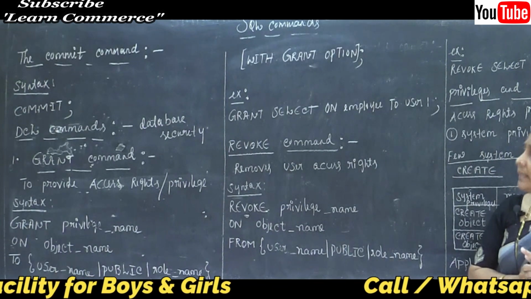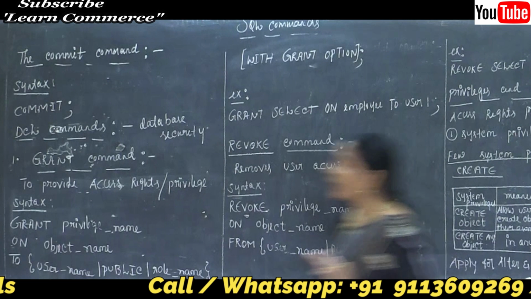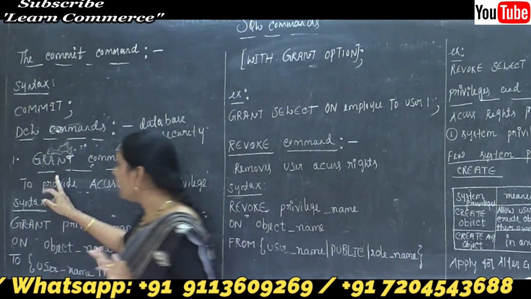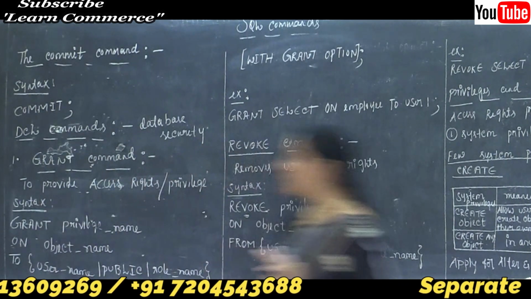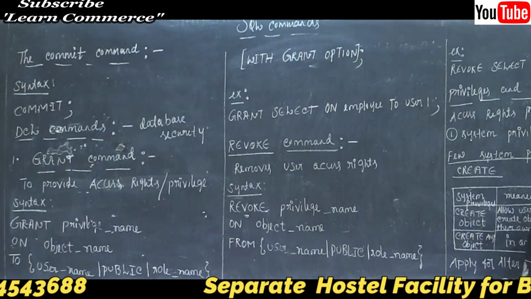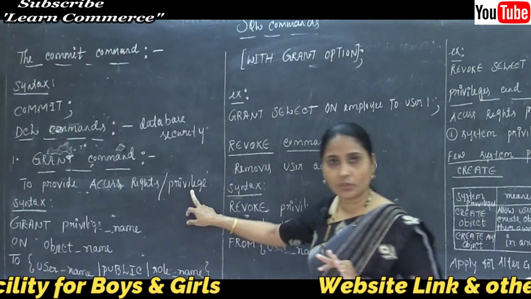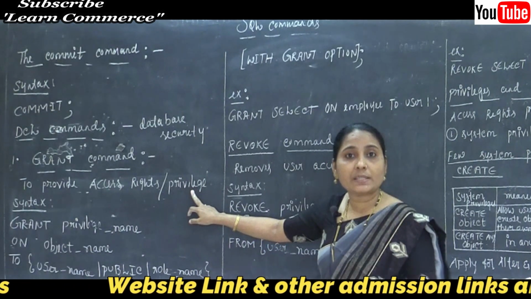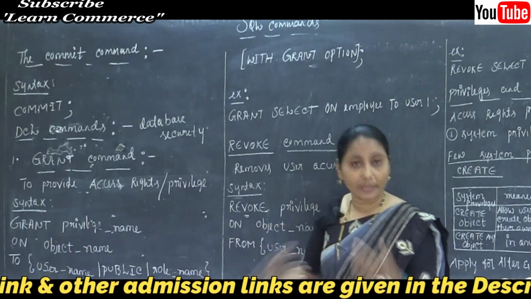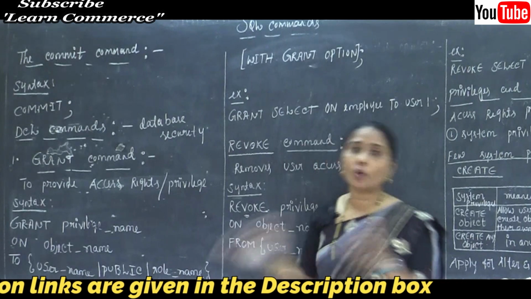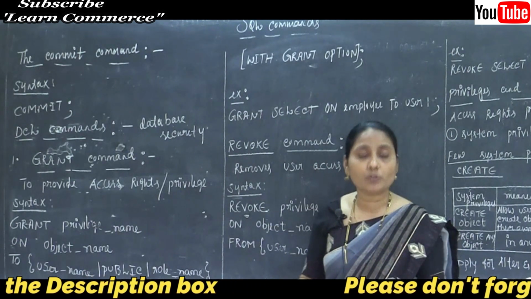So the next thing is our SQL grant command. The SQL grant command is used to provide access rights. The access right is called the privileges, the permission. That means some of the rights, maybe to create a table, to update a table, to alter a table, whatever you want to do here.